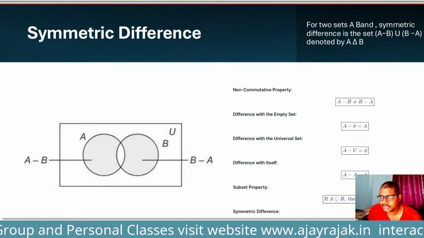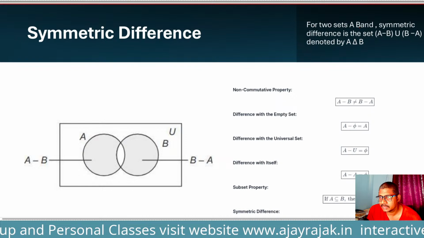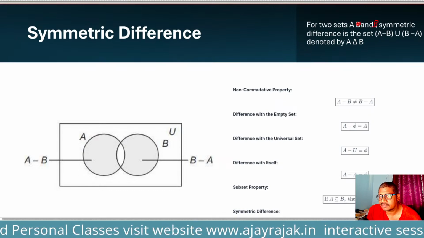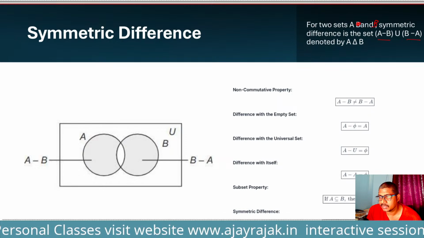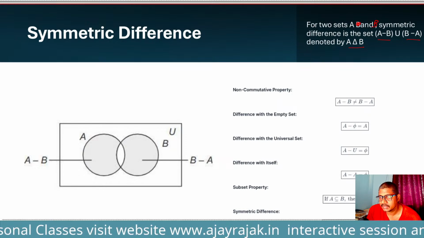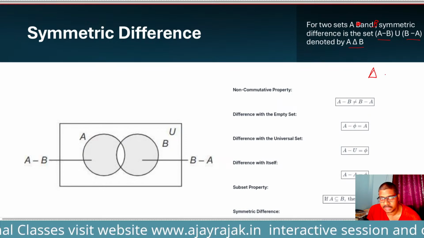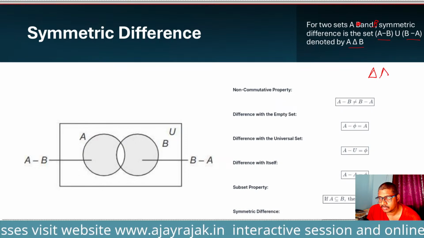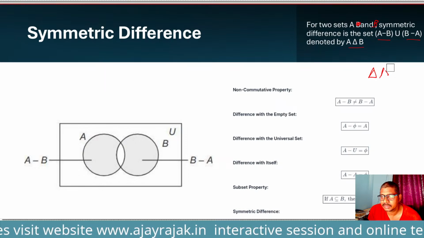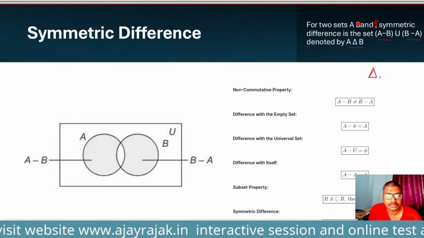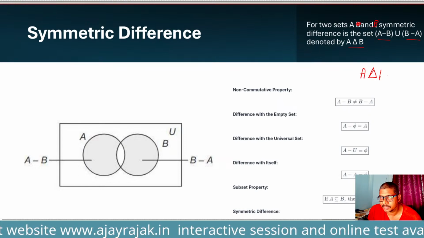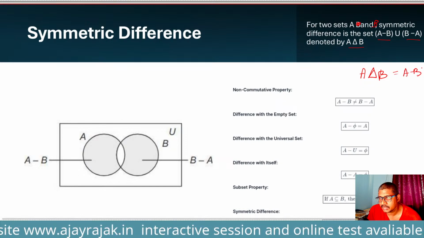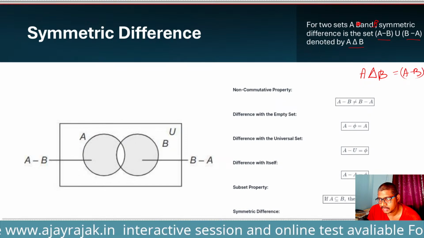So for two sets A and B, the symmetric difference is A minus B union B minus A, denoted by A symmetric difference B. So you can represent the symmetric difference. What is the symmetric difference? A symmetric difference B, what does it mean? It is nothing but A minus B, then union with B minus A.